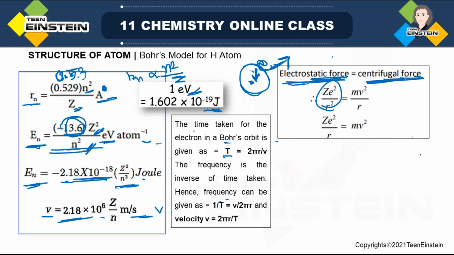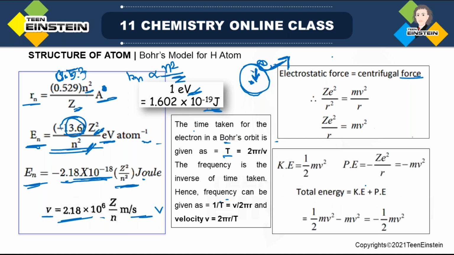Now the electrostatic force is expressed as Z square divided by R square, and the centrifugal force is mv square divided by R. Z is the atomic number, that is actually the charge. So for the hydrogen atom, it will be 1, and R is the radius, m and v are mass and velocity. If you cancel the R in the denominator, you can write Z square by R equal to mv square. So we reach this relationship. Now we will apply this relationship to find kinetic energy, potential energy, and total energy.